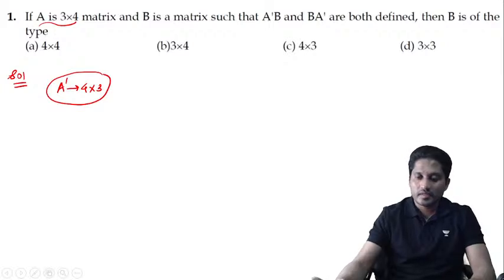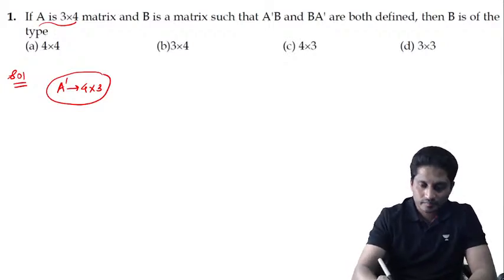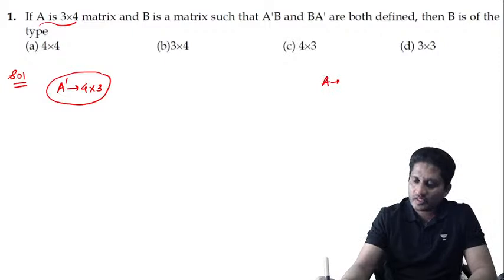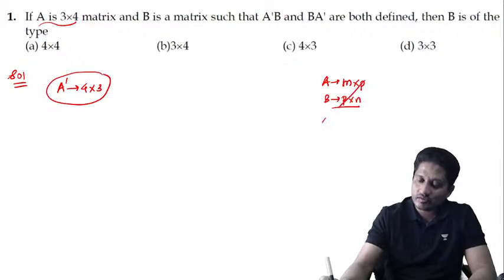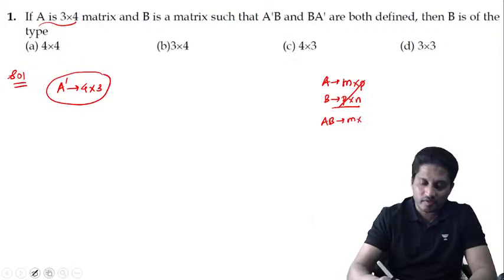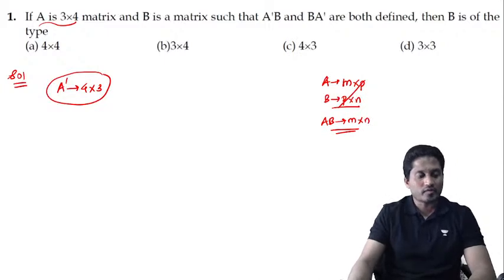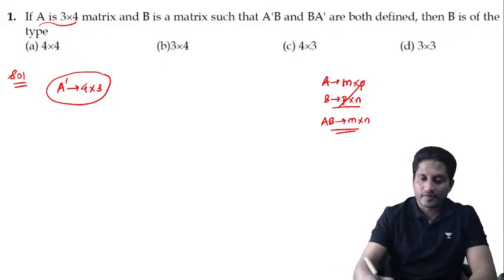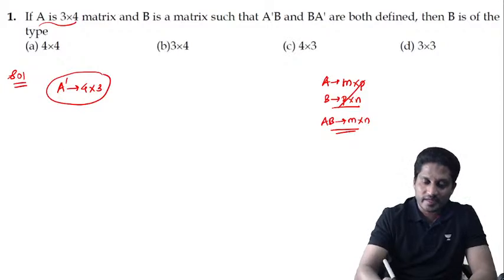Now A dash B is defined. If A is a matrix of order m by p and B is a matrix of order p by n, the matrix AB is defined only when the number of columns of A is the same as the number of rows of B. This is defined only if it is m by n. Now if I use this logic, it is given in the question that A dash B and B A dash are both defined.